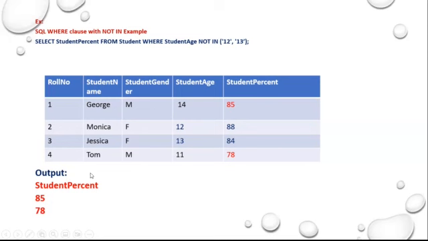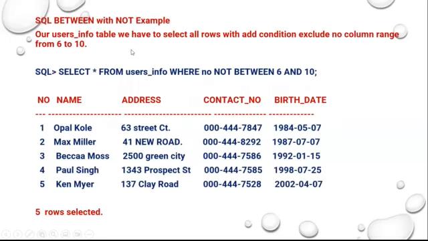At last we'll discuss this one, that means SQL BETWEEN with NOT example. Here we have a user information table where you have to select rows, excluding the number column range from 6 to 10. That means except 6 to 10, we can select everything.